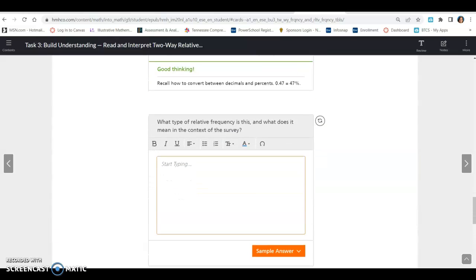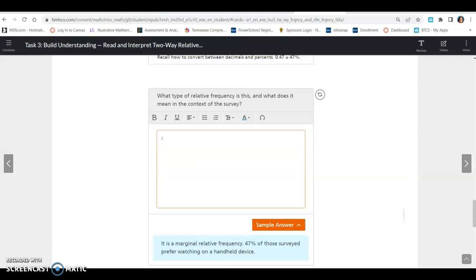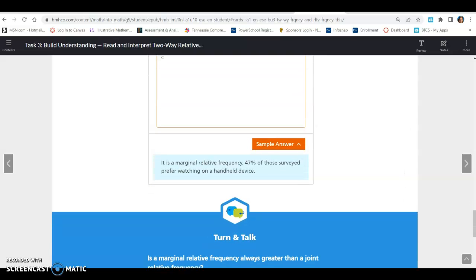All right, let's see how they worded it. It is a marginal relative frequency. 47% of those surveyed preferred watching on a handheld device.